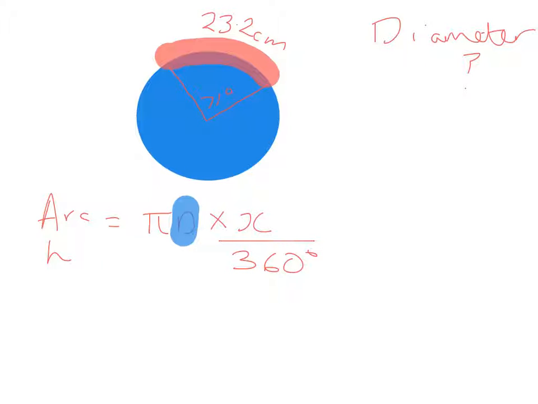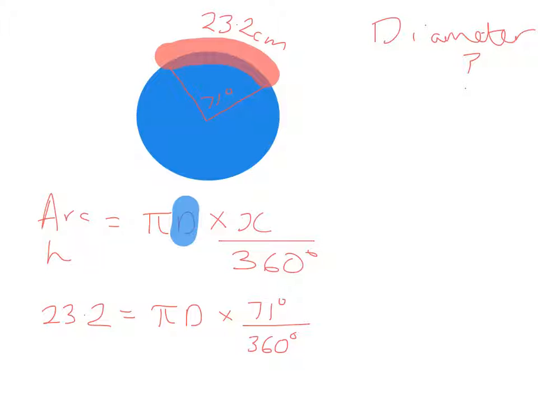Let's see if I've got enough information to fill in values for the other variables. The question tells me that the arc length is 23.2. So I know that the answer to this is 23.2. The arc length is 23.2. So that equals pi times the diameter. Remember, it's the diameter we're looking to calculate. And our angle is 71 degrees. It's not done to scale in the picture, but 71 degrees over 360 degrees.